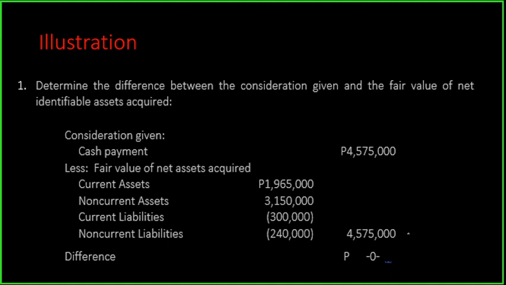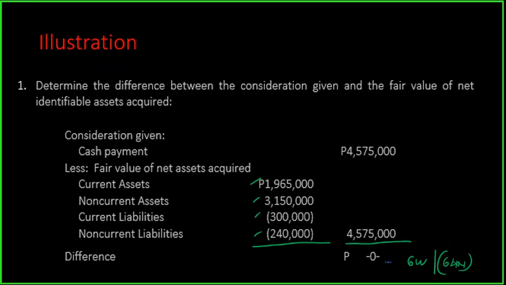You have the acquisition cost at 4,575,000, less the fair market value of net assets acquired. That will be assets less liabilities. And as you can see, it is equal. So there is no goodwill or negative goodwill or gain. If it's negative, it's easy. That's the computation.